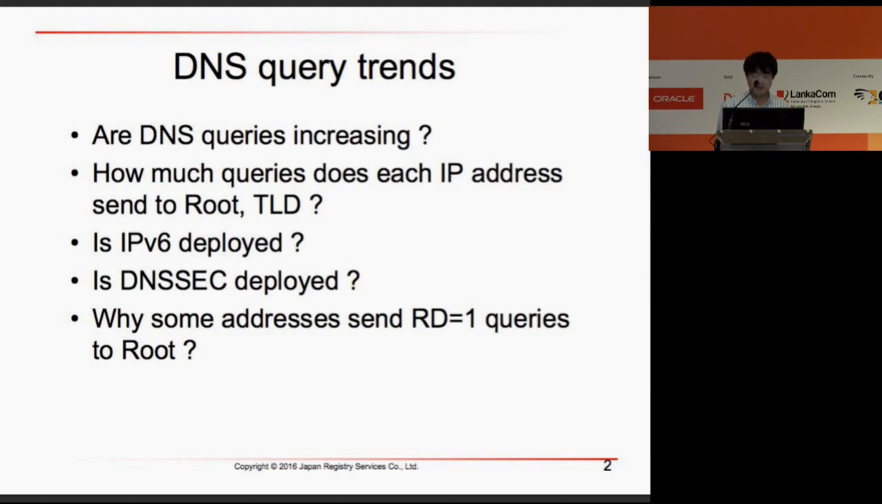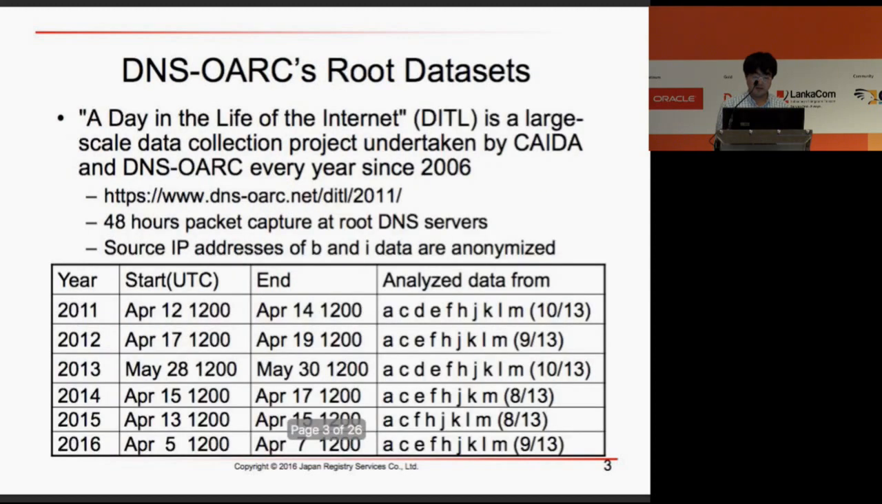To analyze these data, I analyzed two datasets. One is DNS-OARC's root dataset. A Day in the Life of the Internet is a large-scale data collection project undertaken by CAIDA and DNS-OARC every year since 2006. It is a 48-hour or 50-hour packet capture at root DNS servers. The source IP addresses of B and I data are anonymized, so I cannot use them.